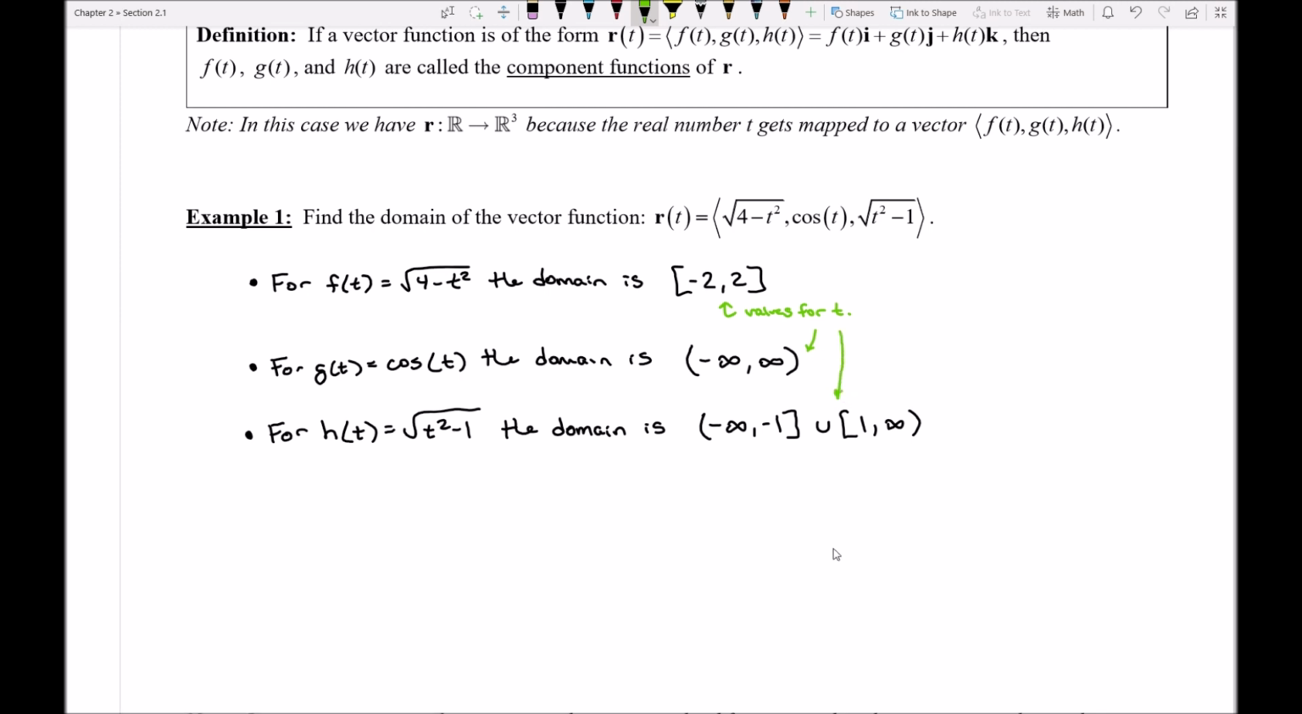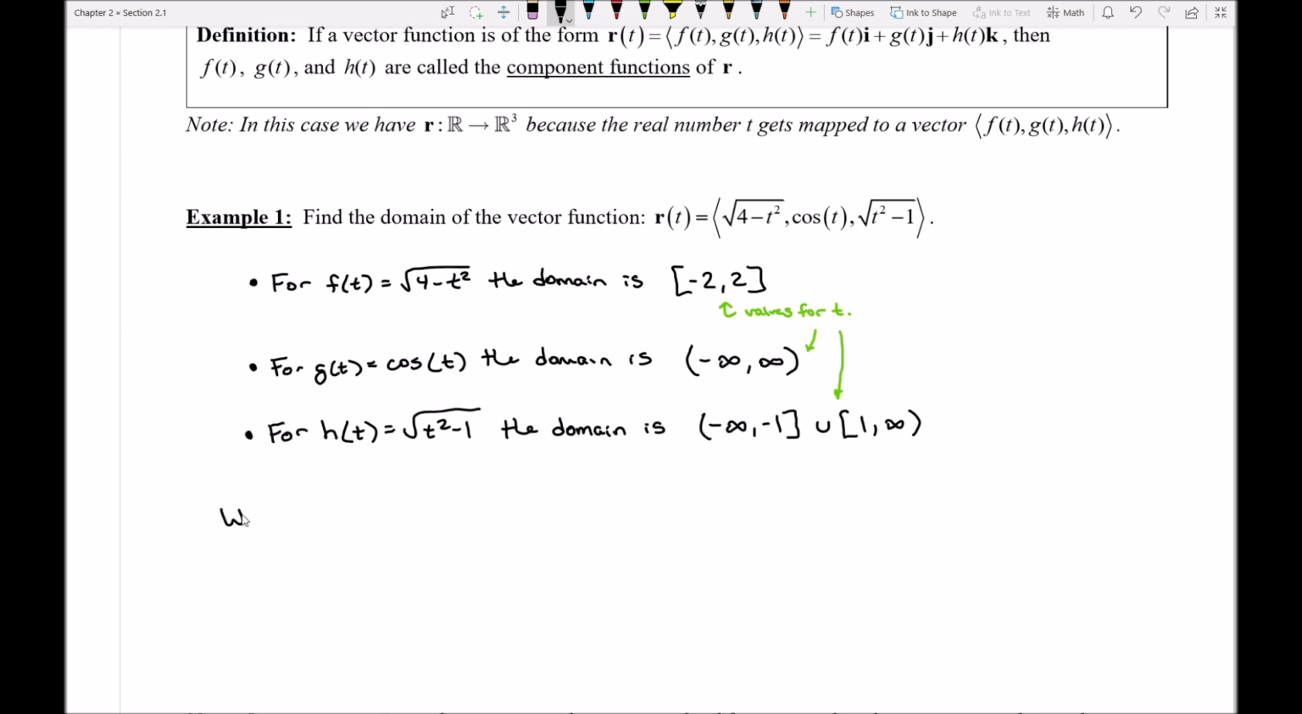But we were only looking here at one portion of the vector function at a time. So if I wanted to find the domain for the entire vector function, I would have to think about what t's are allowed in all of the parts. So for example, the value of negative 50 is not allowed in the first part, f of t. It is allowed in the second, and it's not allowed in the third. So negative 50 is not a number I can plug into my given function. So in general, I'm looking for the overlap of all of these values.